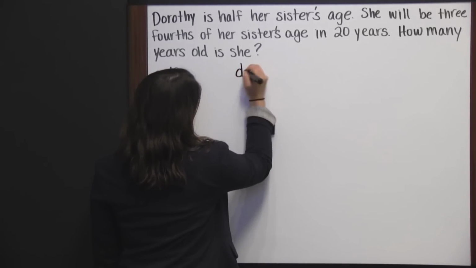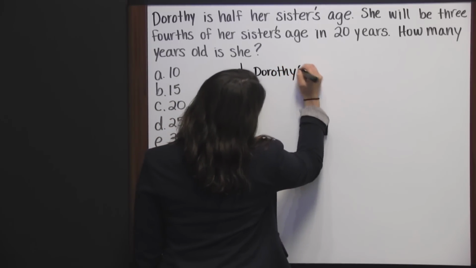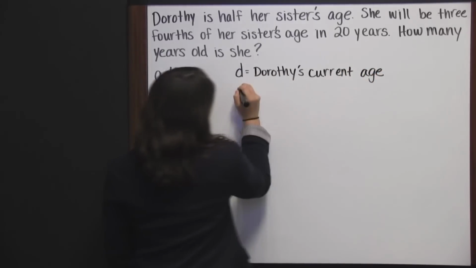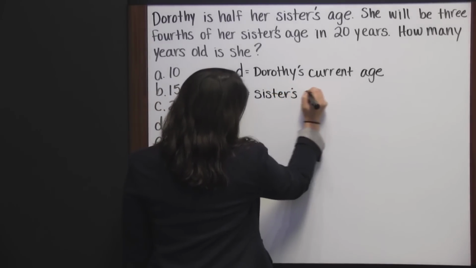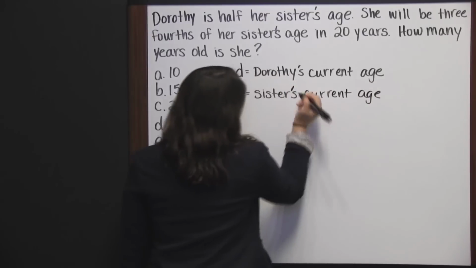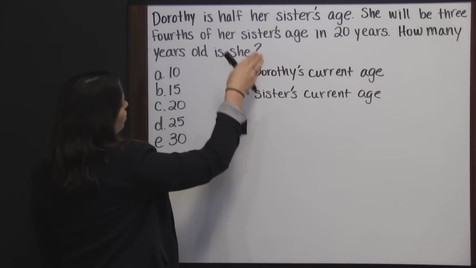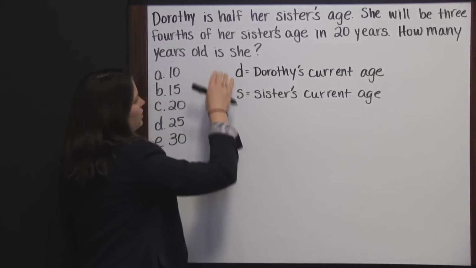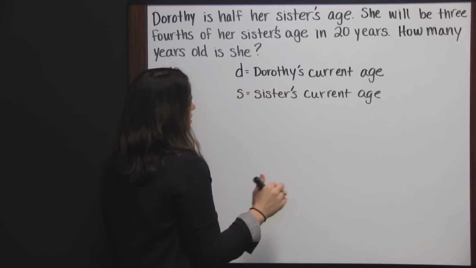I'm going to use D for Dorothy's current age. And I'll use S for the sister's current age. And I say current because they're talking about their ages now, and then also their ages in 20 years. But what we want to know is how many years old she is now. So we're going to deal with their current ages.